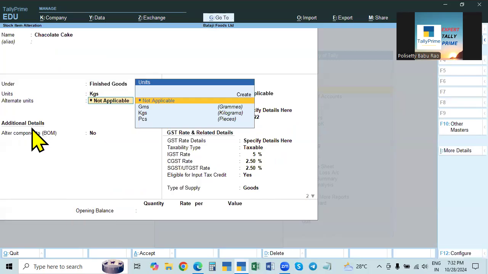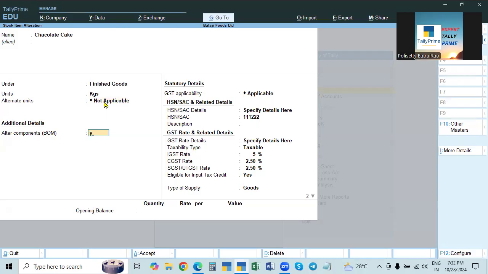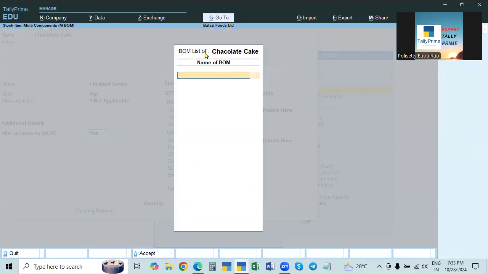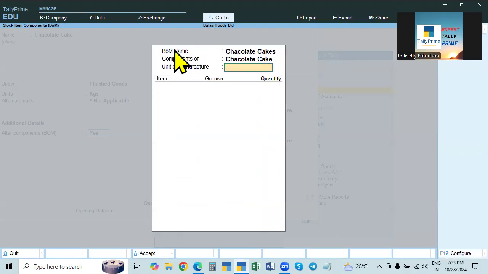Here, additional details: alter, because we are making some other videos also. First of all, it will show set, called bill of list of components. But after that, next time onwards, it will show alter. So this is not available, then come down, make it yes, you have to make the bill here. It will show bill of material list for the chocolate cake. You have to give the name for this, chocolate cake. This is the cake, so bill of material for this one and the components of chocolate cake.